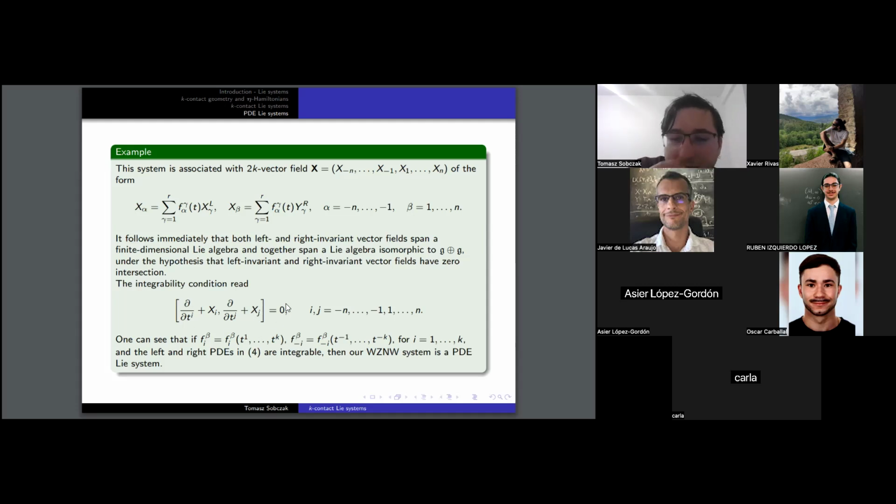With some additional remarks, for example, that the first n coefficients depend only on the first elements of t, and the rest of the coefficients depend on the rest of t, and both systems are integrable. Then our Wess-Zumino-Novikov-Witten system is a PDE system. And as a summary, why I talk about it: we can now see that if we have, for example, the k-contact Lie system, we can make every vector field that spans the Vessiot-Guldberg Lie algebra into an eta-Hamiltonian vector field.